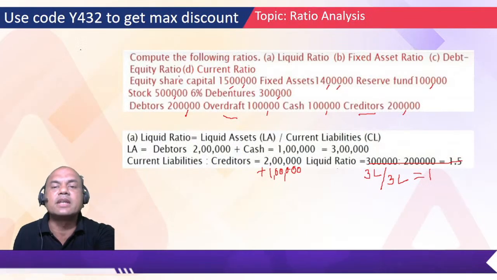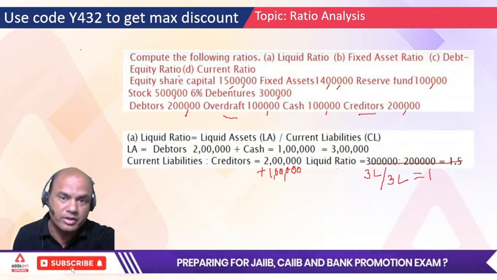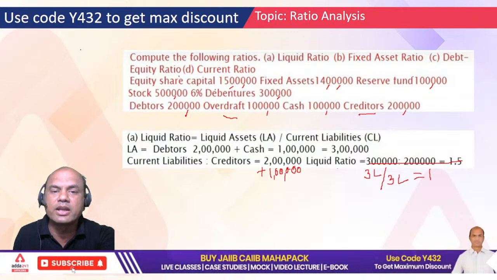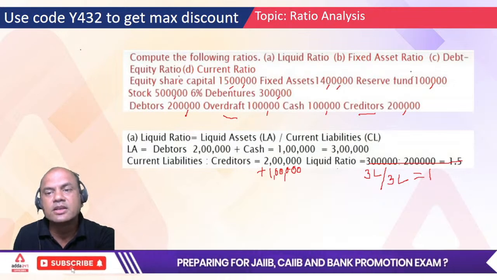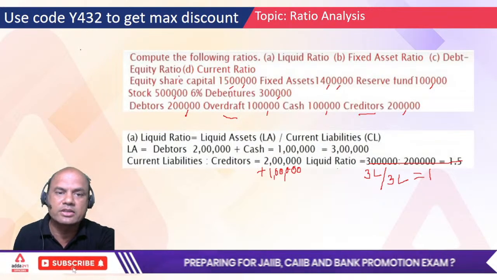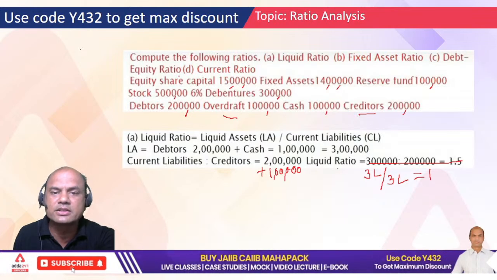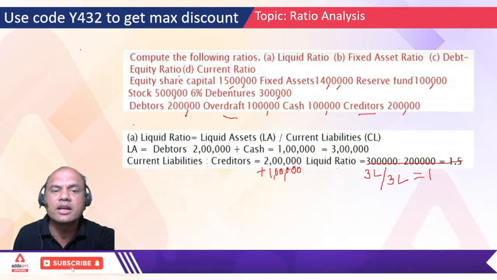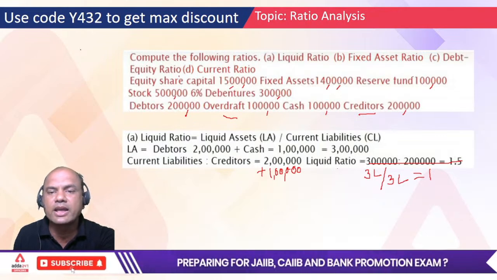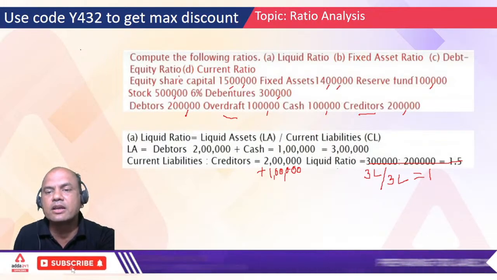So let's start with the case, because case is very important. Compute the ratios: liquid ratio, fixed asset, debt equity and current ratio. What is given? Equity share capital is 15 lakhs, fixed assets are 14 lakhs, reserve funds are 1 lakh, stock is 5 lakhs, debentures are 3 lakhs. Debtors are 2 lakhs, OD is 1 lakh, cash is 1 lakh and creditors are 2 lakhs.